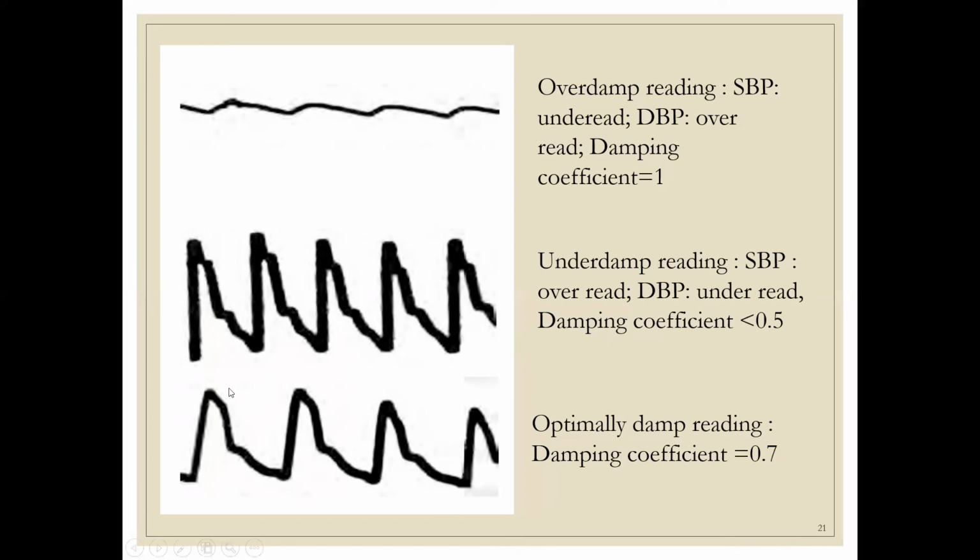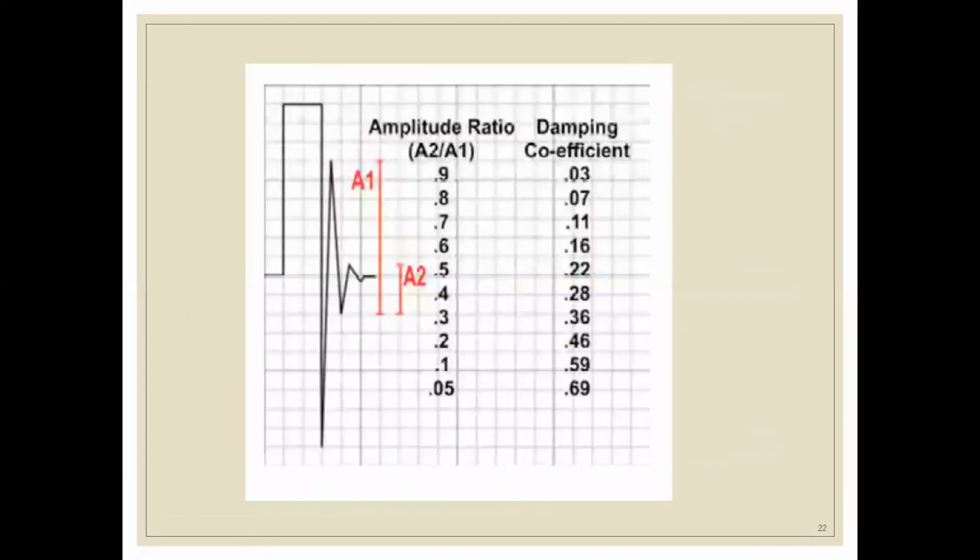Now, coming to the third waveform. This third waveform is the ideal waveform which we want. We want a systole, we want a dicrotic notch and a diastolic pressure. So this is an optimal waveform. Here the damping coefficient is around 0.7, and when we get such a waveform, we can rely on the systolic and diastolic pressure readings. In all these three, overdamped, underdamped and optimally damped waveforms, the mean arterial pressures are usually reliable. Systolic and diastolic depend upon the damping status of the transducer, but the mean arterial pressure, or the MAP, is reliable in all three cases.